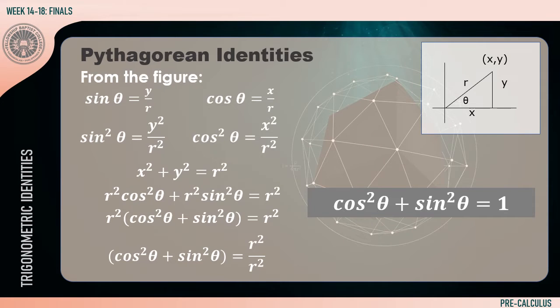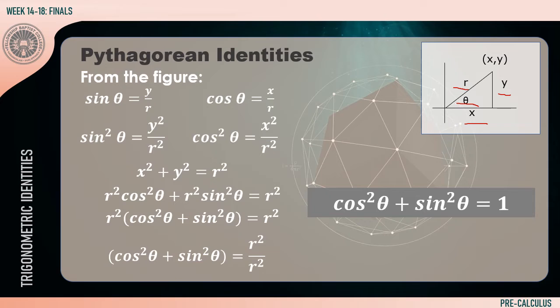Okay, the focus of our discussion for this week is on Pythagorean identities. If you look at the figure, if we are going to find the value of sine of a certain angle theta, sine is opposite over hypotenuse. Opposite over hypotenuse is y, which is our opposite, and r is our hypotenuse. For cosine theta, the value of cosine is adjacent over hypotenuse, so we have x all over r.